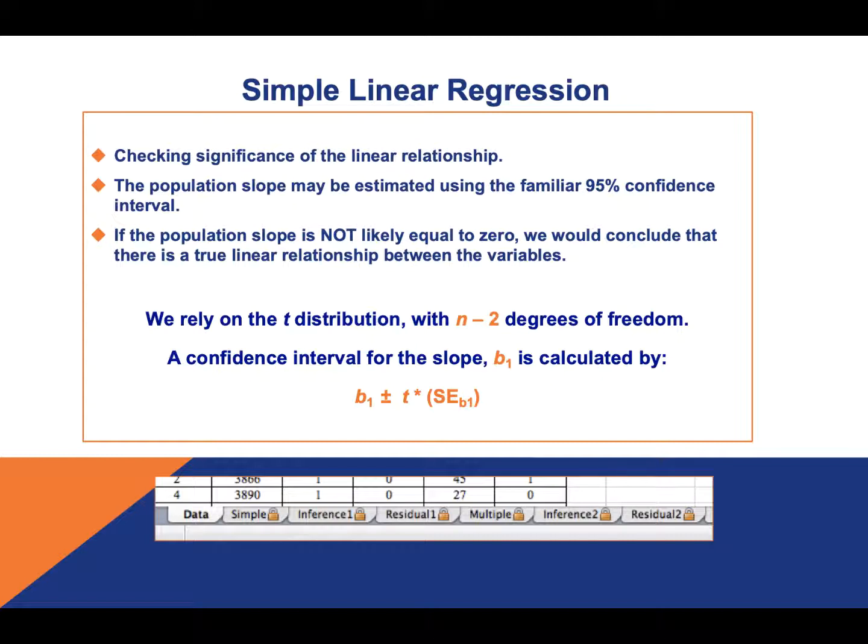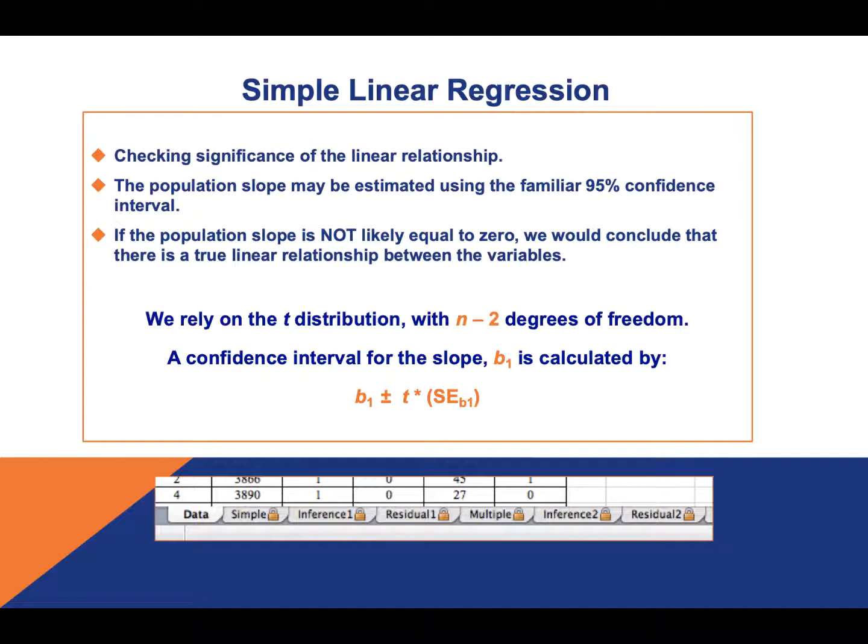Remember, it's possible for us to observe a strong or moderately strong linear relationship between two variables, but for that relationship to be tied to only one sample of data. Therefore, before we could use our regression model for forecasting, it's important to check the significance of the linear relationship between the two variables. The population slope may be estimated using the familiar 95% confidence interval.